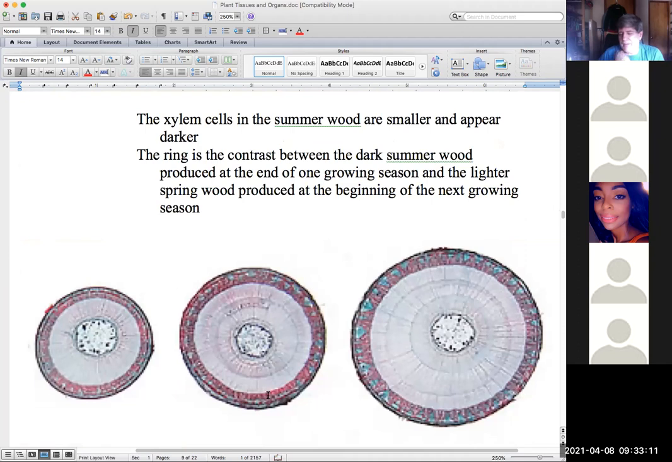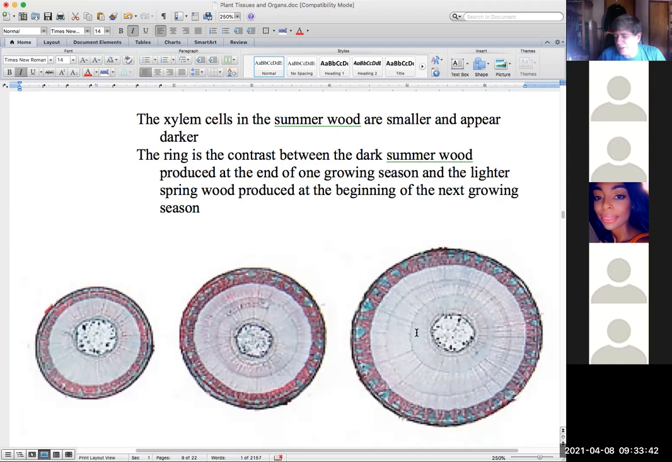So here's some examples of some more tilia stem cross sections. So here's a stem that's only 1 year old. Notice that you don't see any divisions in the secondary xylem. Here's a stem that's 2 years old. You can see the division right here. So the first year secondary xylem is on this side of this line. The second year secondary xylem is on this side.